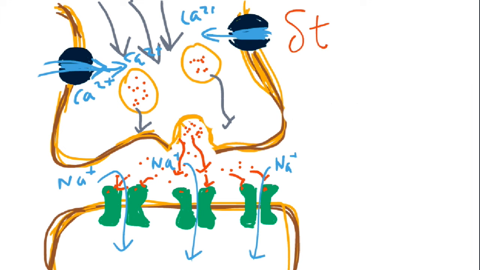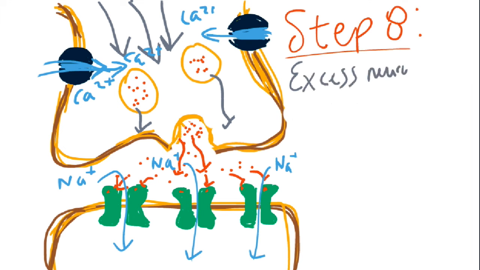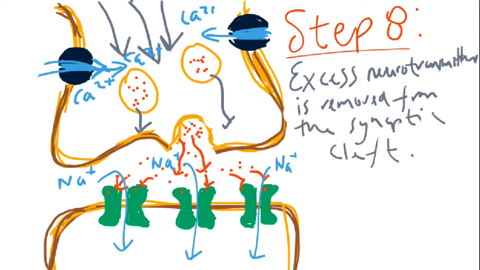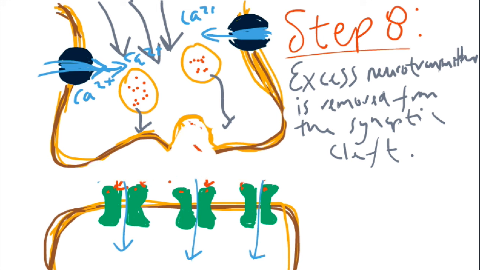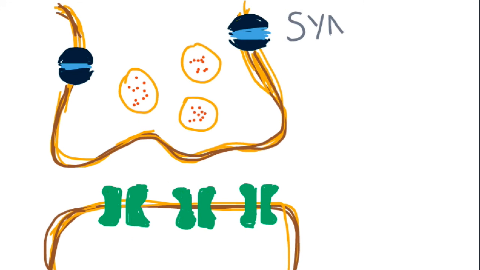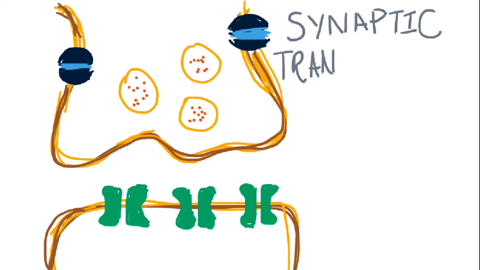But earlier I said there were 8 total steps, so what's the final step? The final step happens when the excess neurotransmitter is removed from the synaptic cleft. This ensures that the postsynaptic membrane doesn't set off another action potential because of the remaining neurotransmitter that stays in the synaptic cleft. And there you go, these are the 8 steps of synaptic transmission.